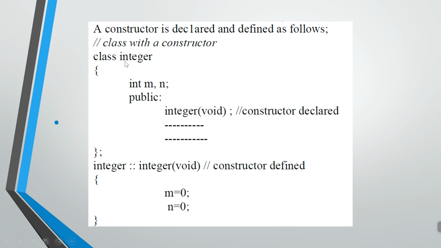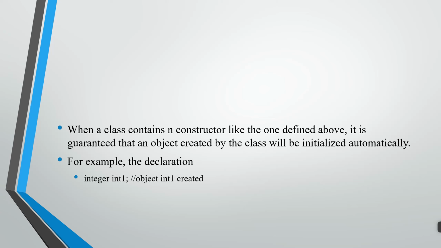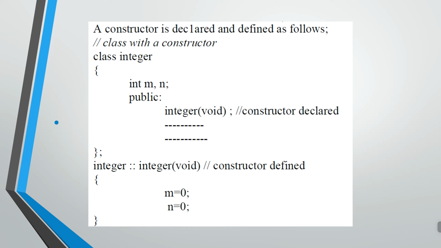Inside a class, it should be done in public. You cannot do it in private. So it should be done in public. So when a class contains a constructor like the one defined above, it is guaranteed that an object created by the class will be initialized automatically. So here, whenever you create any object of class integer, the attributes are automatically initialized to 0 because the constructor is going to initialize the value.